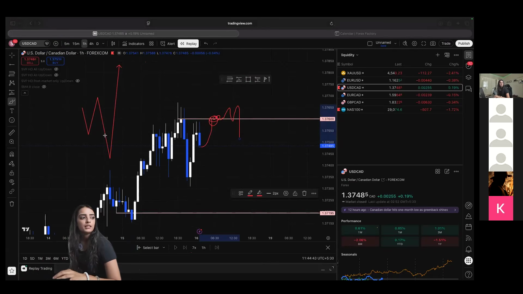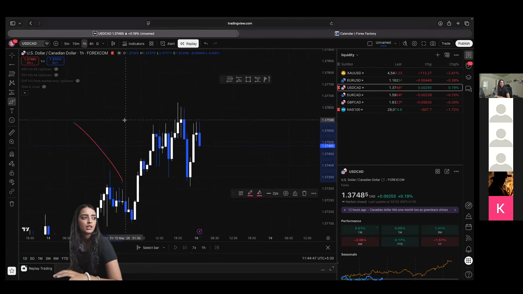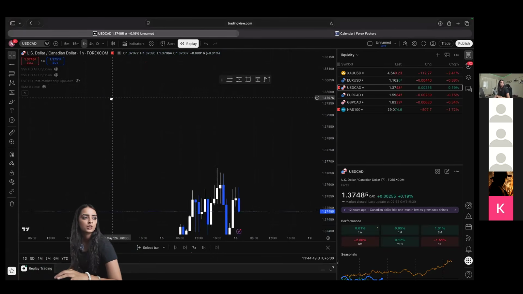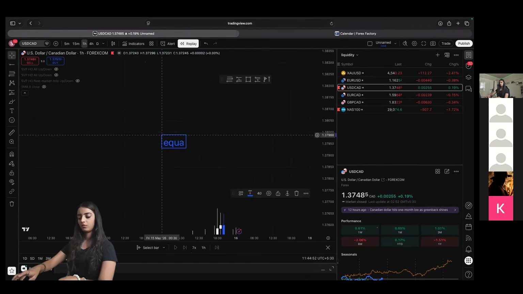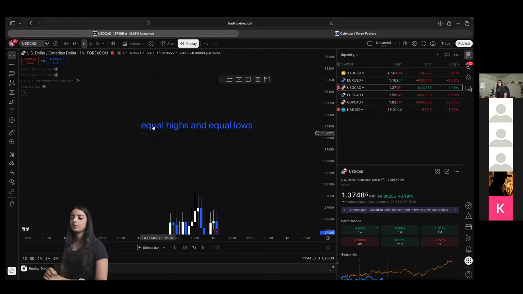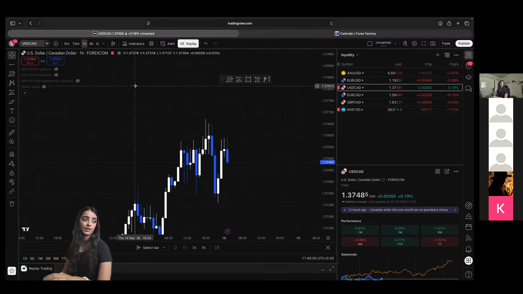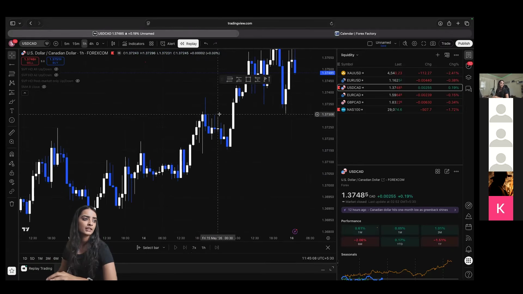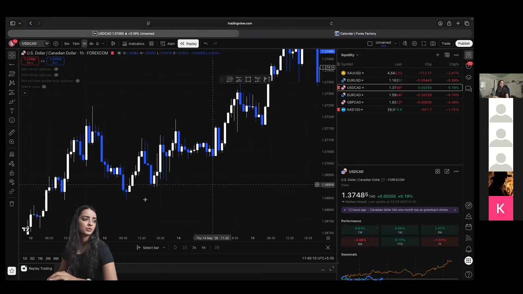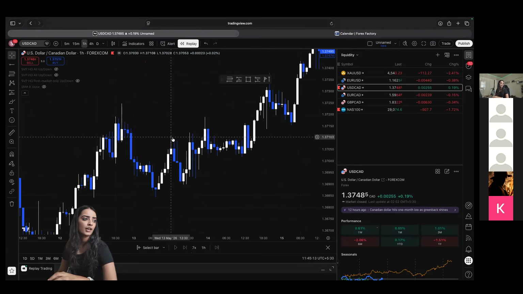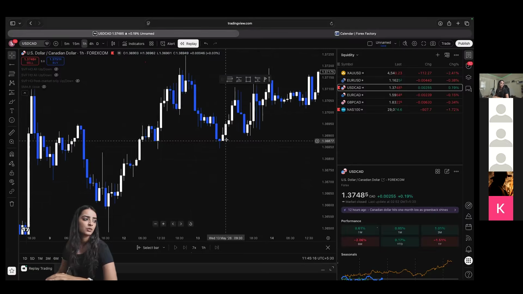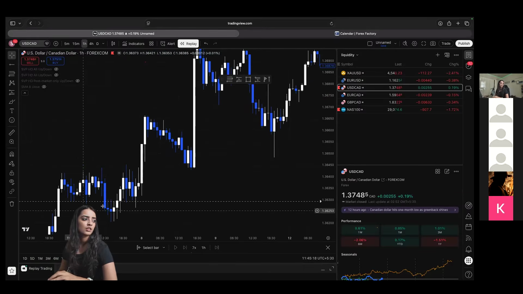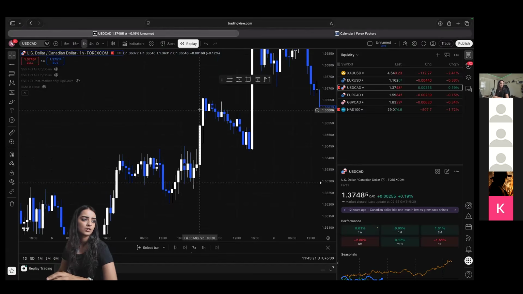Okay, now one more thing, guys. We did Fibonacci, we did that. There is something I want to talk about. So there is something called equal highs and equal lows. These act like major pools of liquidity. Whenever you see equal highs and equal lows, they usually get swept. Look at this. You see equal lows here, they got swept. You see equal highs here, they got swept. You see equal highs here somewhat, they got swept. You again see equal highs here, they got swept.